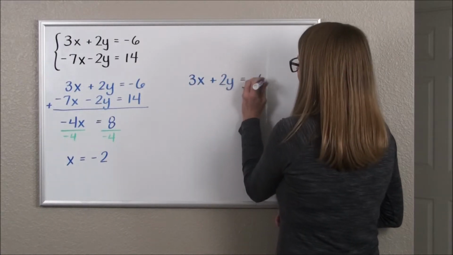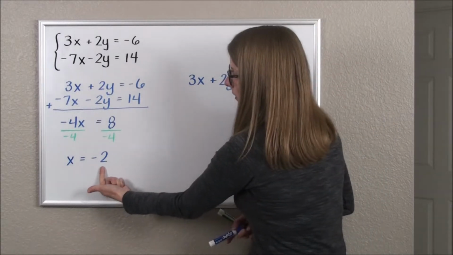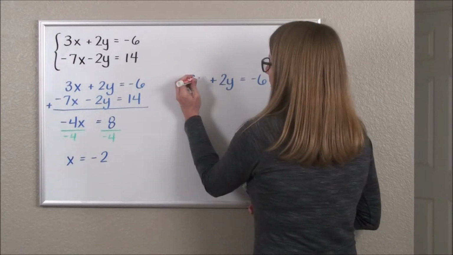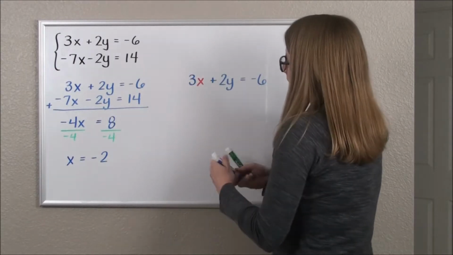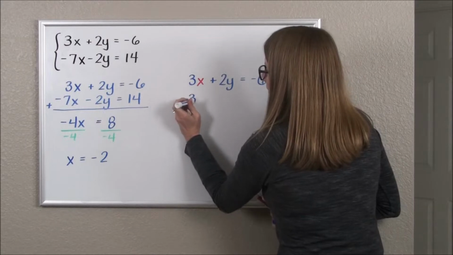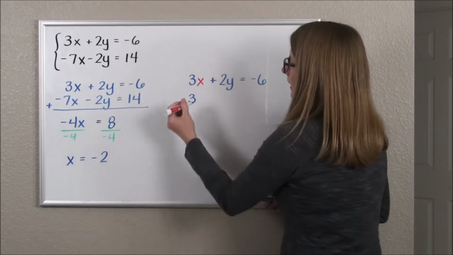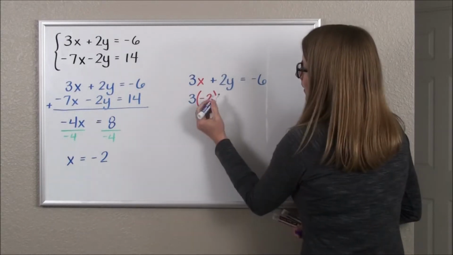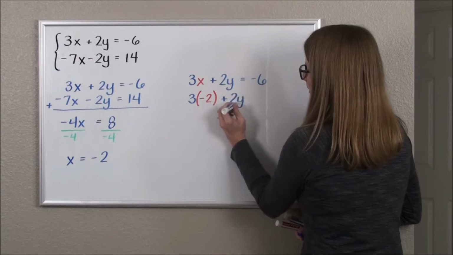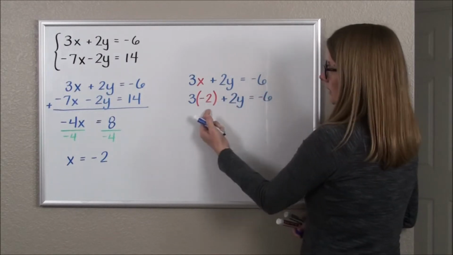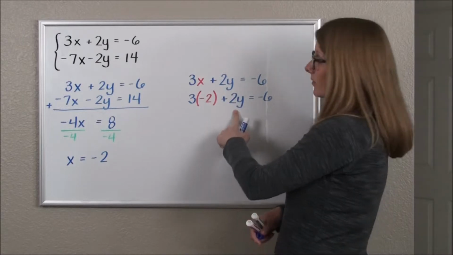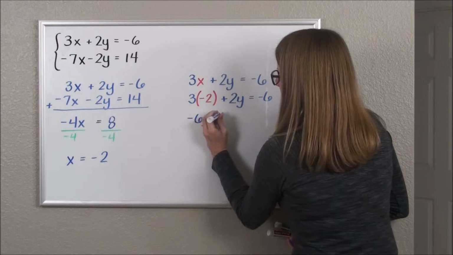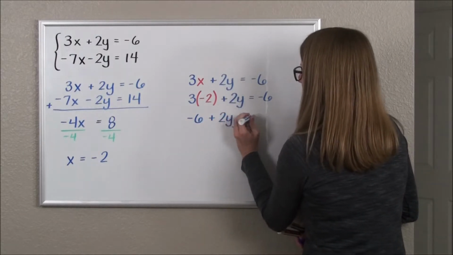And in that equation, I will substitute this value of x for that variable. So where I saw the letter x from that original equation, I'm now going to replace it with its value, which we found to be negative 2. The rest I can copy paste. And now what I have is a linear equation where the only variable to solve for is now the y. So 3 times negative 2 gives me negative 6. And I have negative 6 plus 2y equals negative 6.